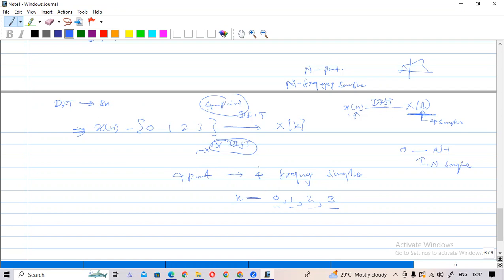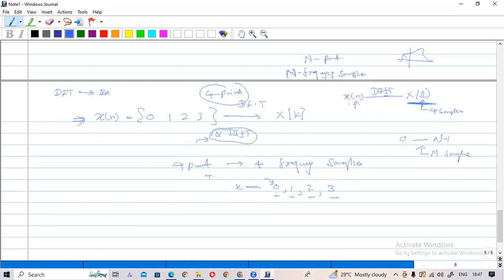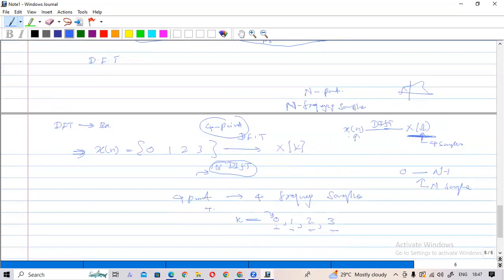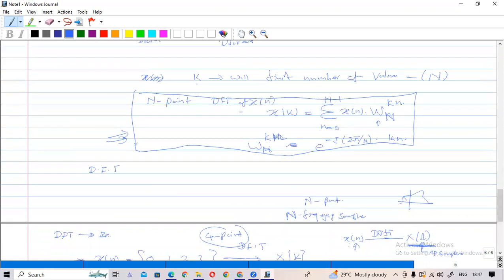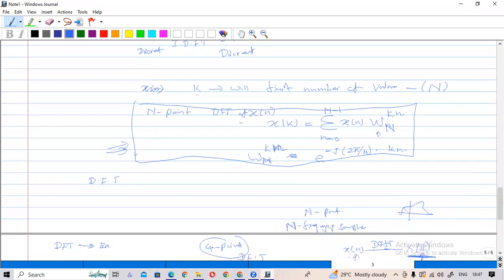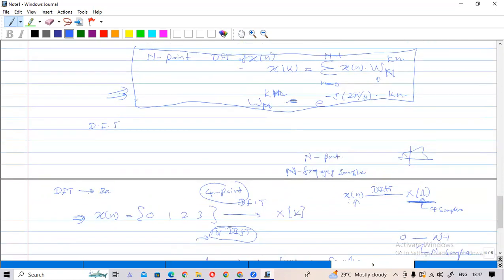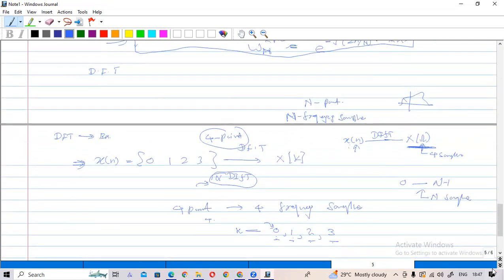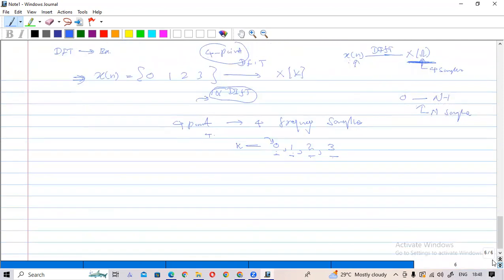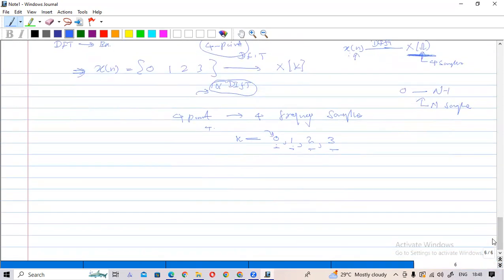So in this case, it is a 4-point DFT. You will have only 4 samples, that is 0, 1, 2, 3. So these are the samples, K from 0 to 3. Now you need to find X[k]. To find X[k], you are given this identity.